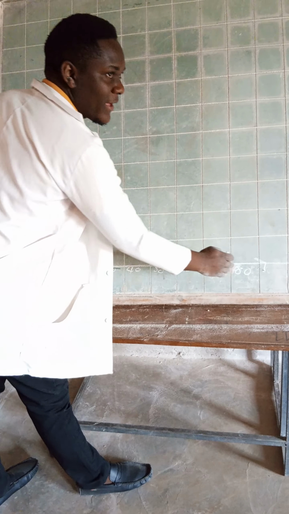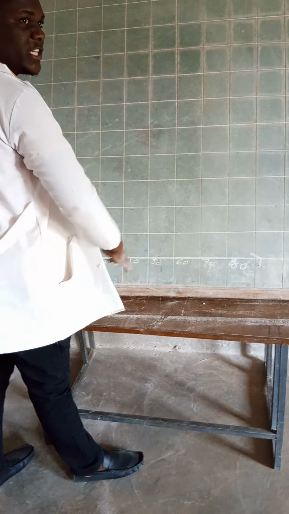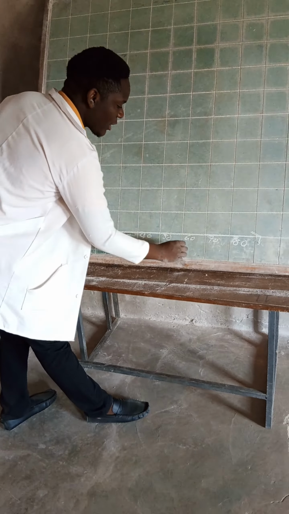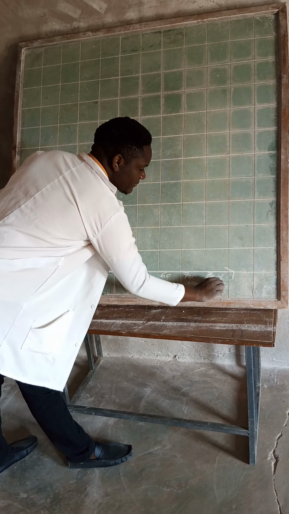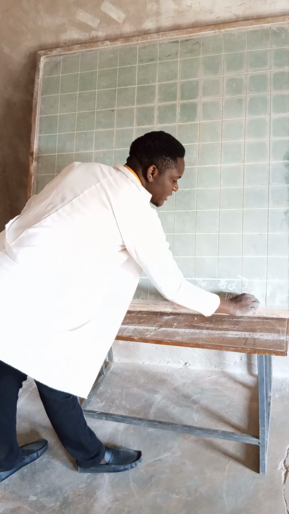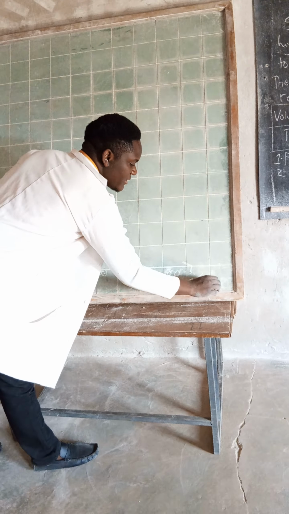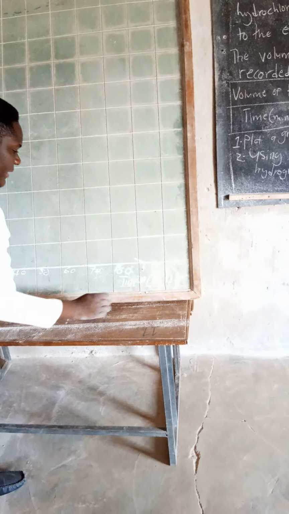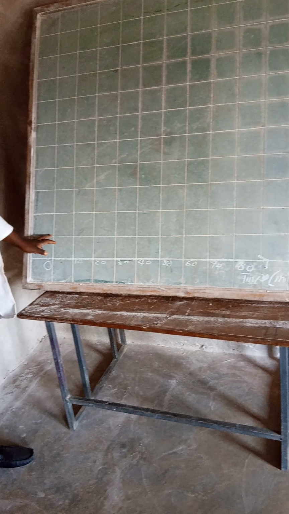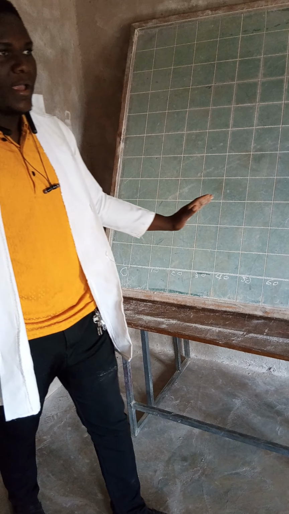Then this is time. What we are putting down here is time. Time measured in which units? Minutes. You have been given minutes there. So we are going to put time there in minutes. Then we come to the y-axis.